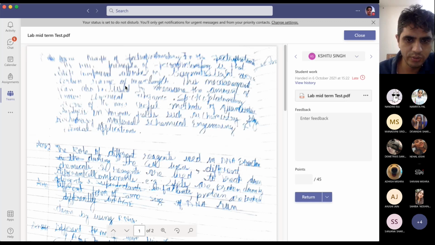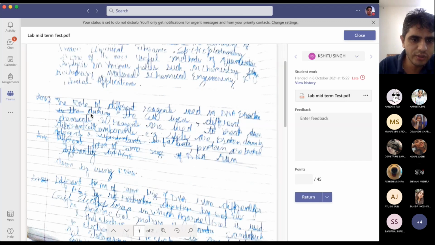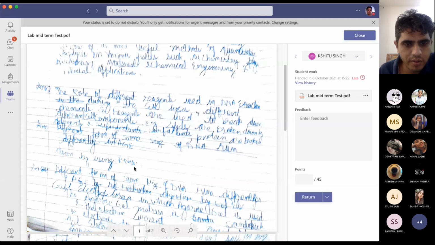Then question number 2. Read this question number 2. What is question number 2? I am also not able to read it. The role of different reagents used in DNA extraction during cell lysis. Different chemicals and reagents are used to break down the different cell compounds. For example, lipids are broken down by detergents and surfactants. Proteins are broken down by using RNase. Proteins are broken down by RNase. RNase breaks down protein. First thing, it didn't describe this component. So 0 for this question.